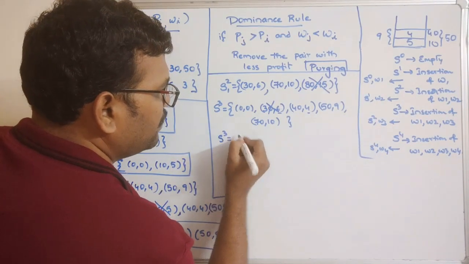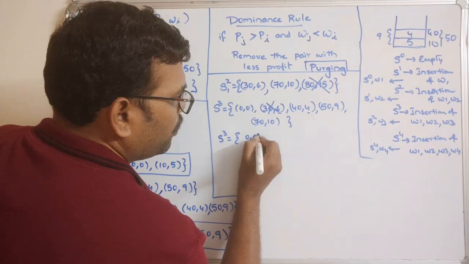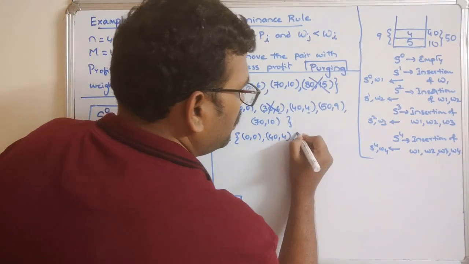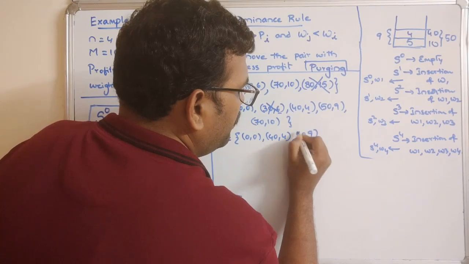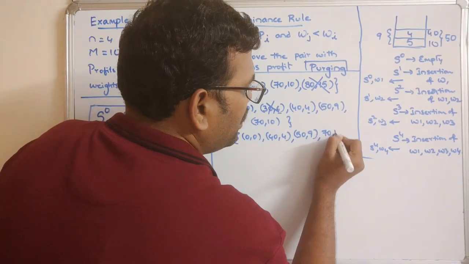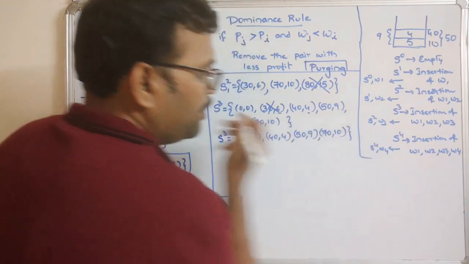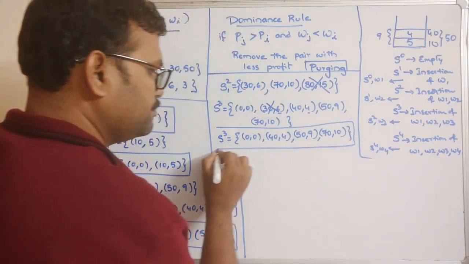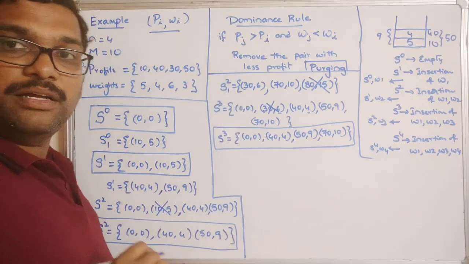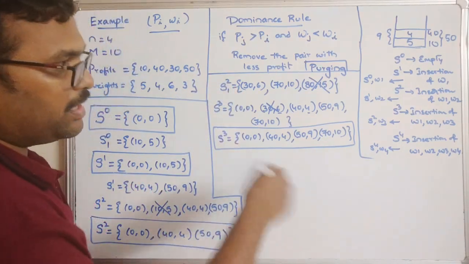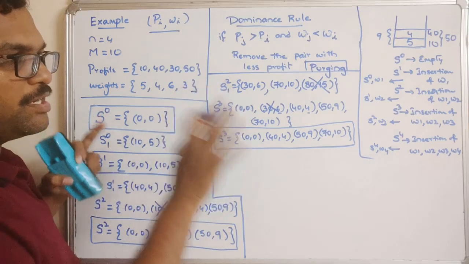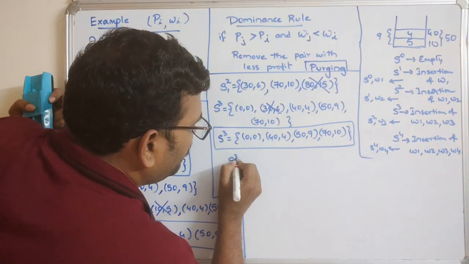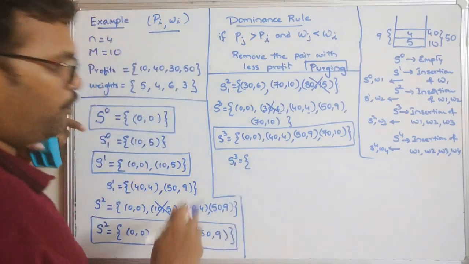Now the final S3: 0, 0, 40, 4, 50, 9, 70, 10. This is the S3. Now insert the last one. Already we have inserted the three things. We need to go with the fourth one. So we have to add the fourth one.